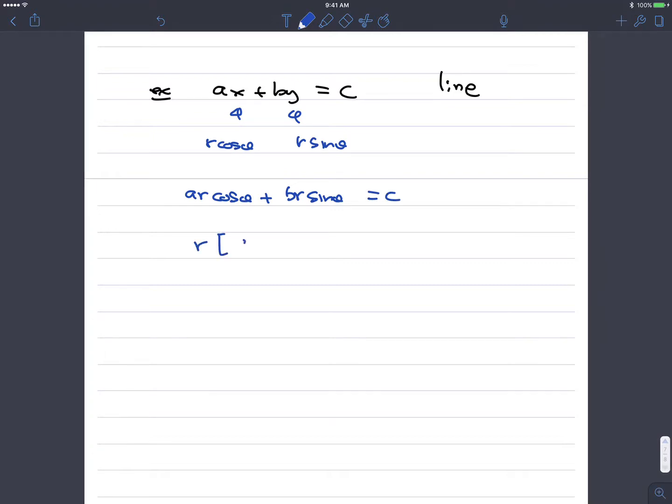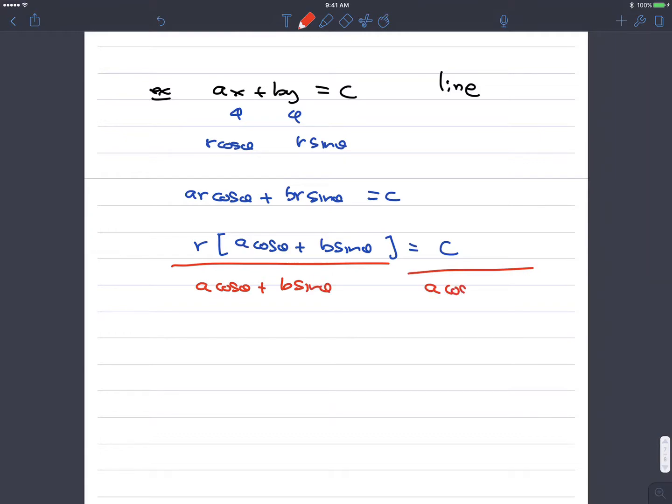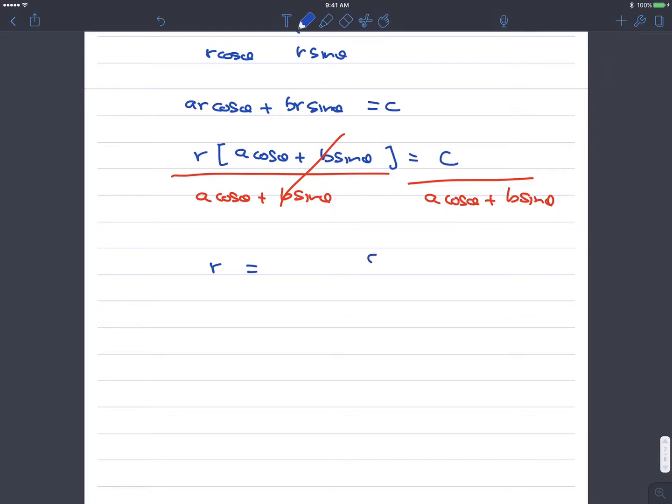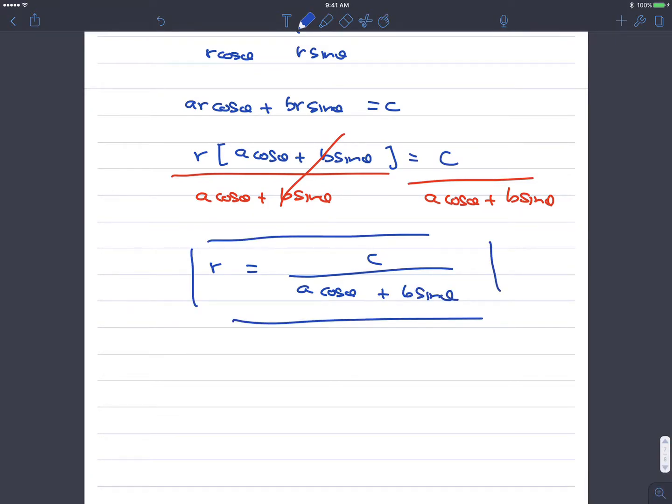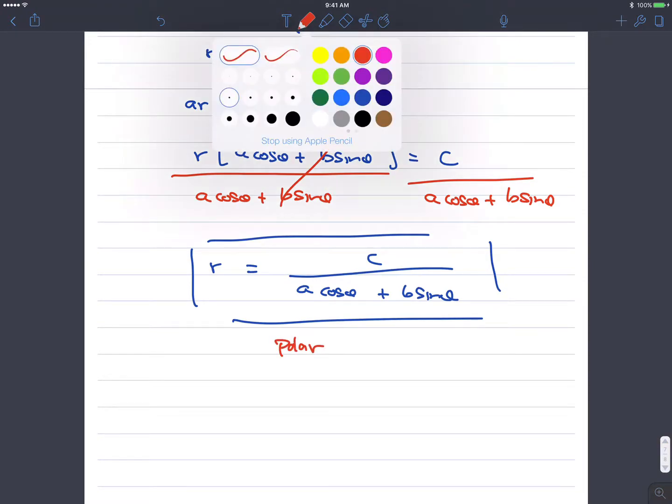Factor your r out. What do you get? R times a cosine theta plus b sine theta is c. Divide both sides now by a cosine theta plus b sine theta. We get cancellation, and my r value equals c over a cosine theta plus b sine theta. So this is your general equation of a line in polar. Notice we write r as a function of theta.